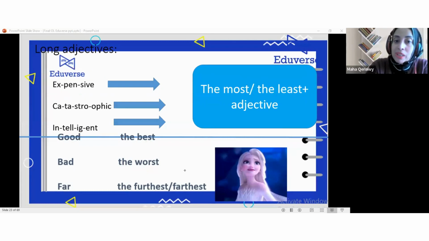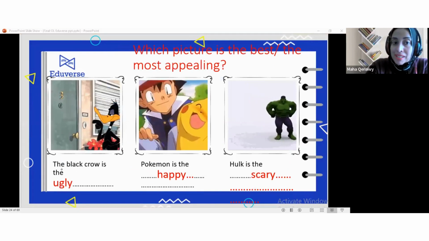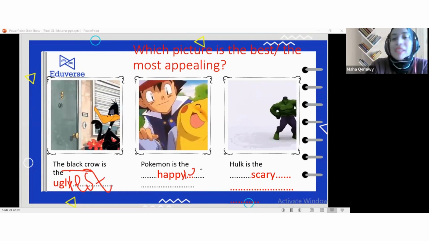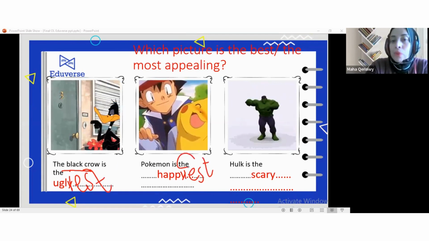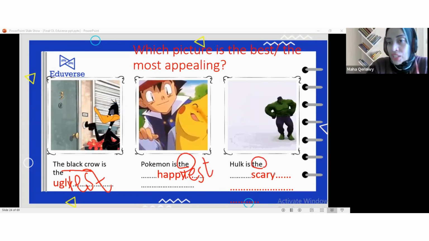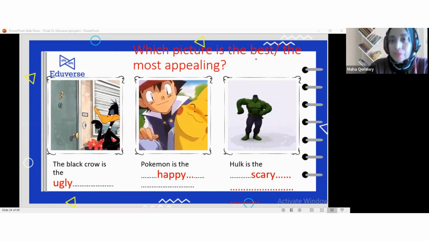Superlative also, but with long and other adjectives. Which picture is the best? The black crow is the ugliest, or superlative. Pokemon is the happiest ever. And remember, we have to put the article, the definite article: the scariest ever.